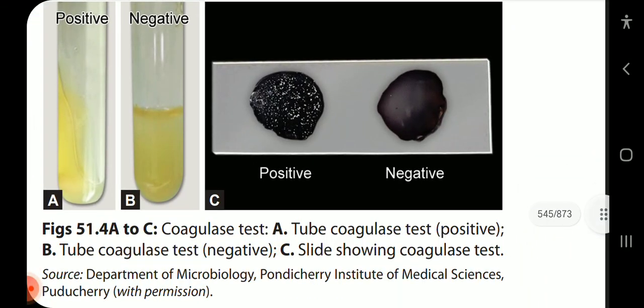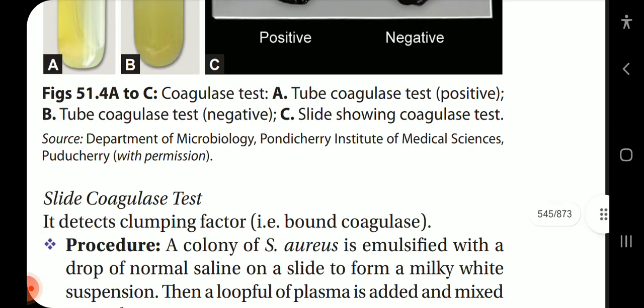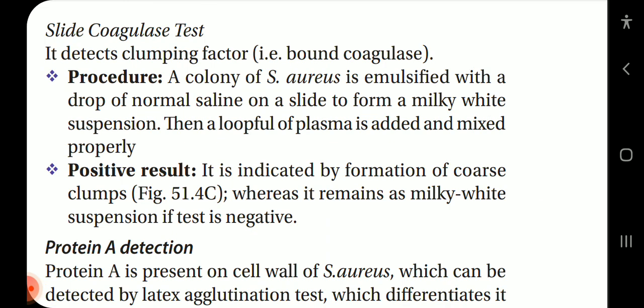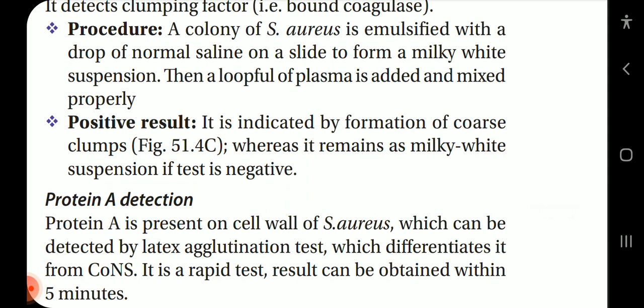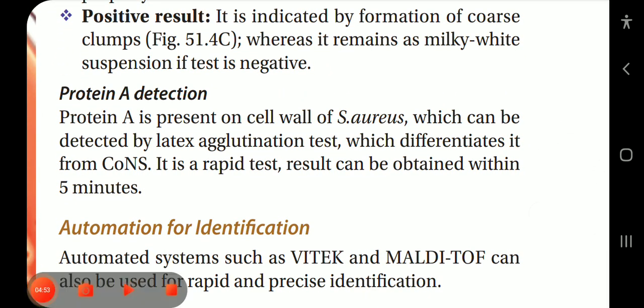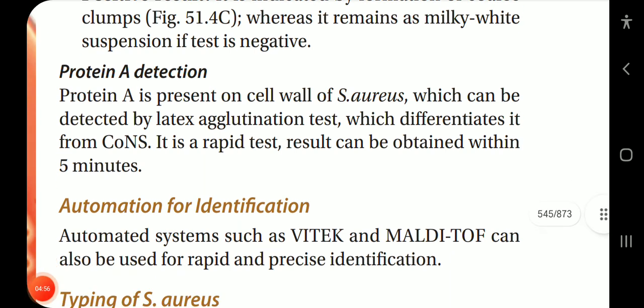In this figure, we can see the coagulase test A, B and C. A shows the tube coagulase test positive, B shows the tube coagulase test negative, and C shows the slide coagulase test. Now the slide coagulase test detects clumping factor bound coagulase. Procedure: a colony of Staph aureus is emulsified with a drop of normal saline on a slide to form a milky white suspension. Then a loopful of plasma is added and mixed properly. The positive result is indicated by formation of coarse clumps, whereas it remains a milky white suspension if the test is negative.